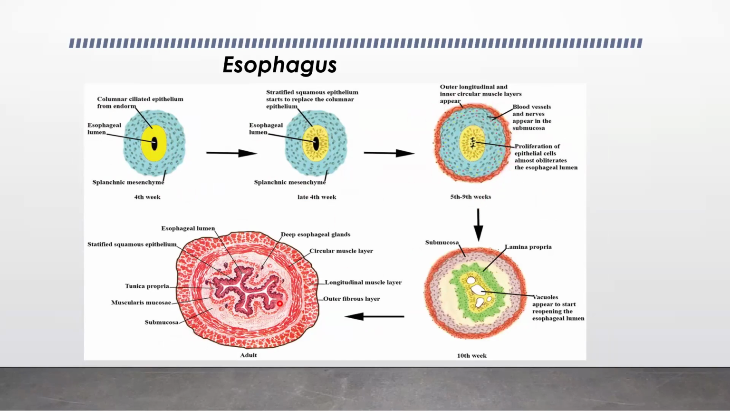splanchnic mesoderm. So remember the splanchnic mesoderm. Remember this happening sequentially. The splanchnic mesoderm will give us the submucosa, the inner circular and outer longitudinal muscles, and even the adventitia. So this one is happening at this point now. The image on our right side is now the adult esophagus.